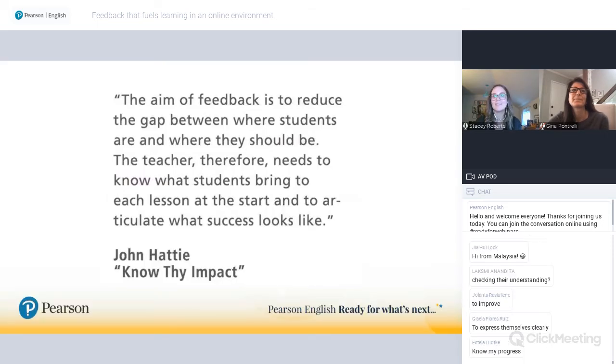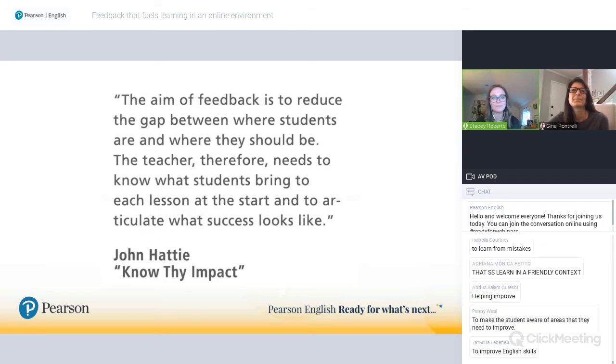Yep, we've got checking understanding, expressing themselves clearly, knowing progress, learning from mistakes, learning in a friendly context. Thank you for all these comments, they're fantastic.